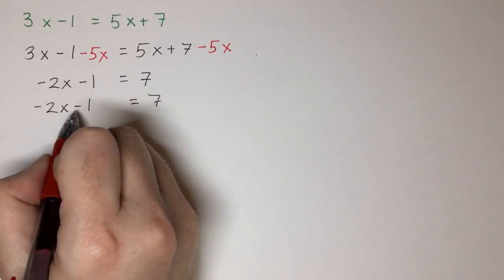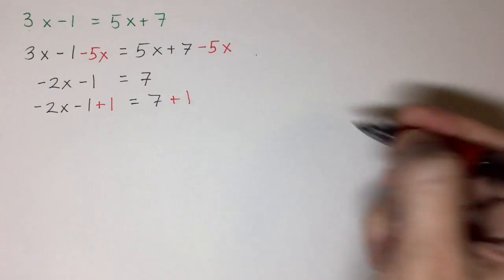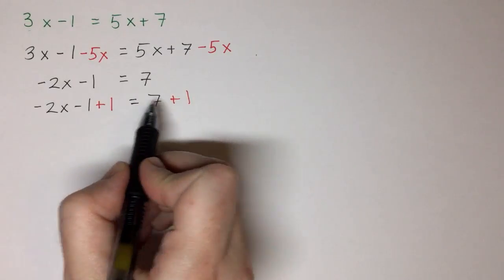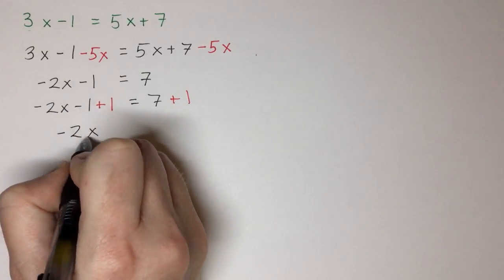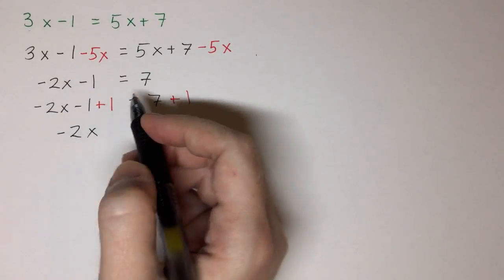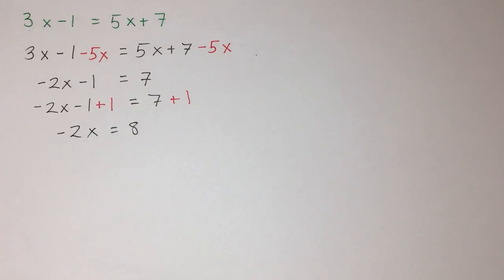To get rid of the subtract 1, I'm going to add 1. Do that again to both sides. Showing with color can be helpful. Negative 2x minus 1 plus 1 is 0. 7 plus 1 is 8.